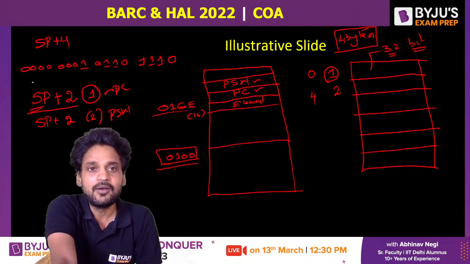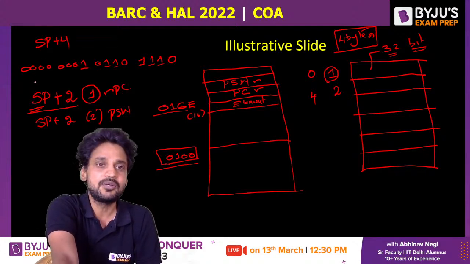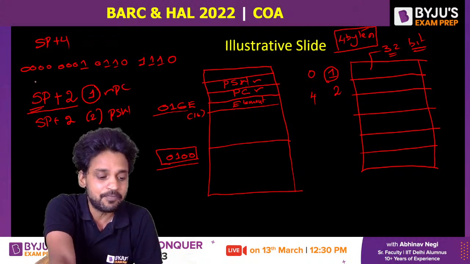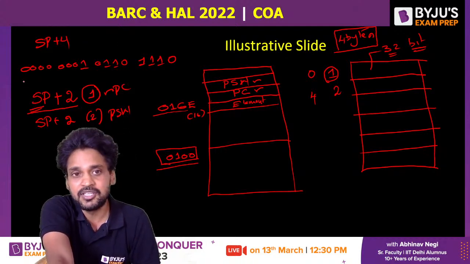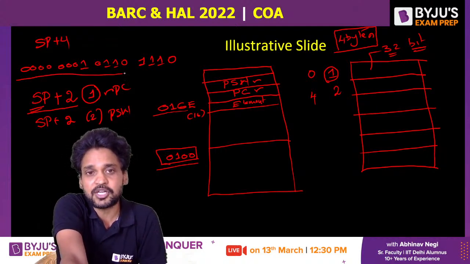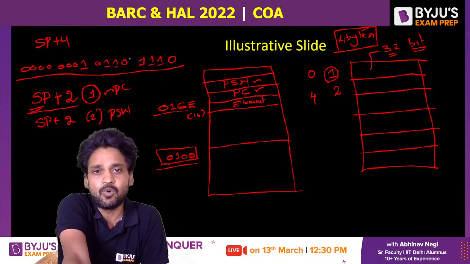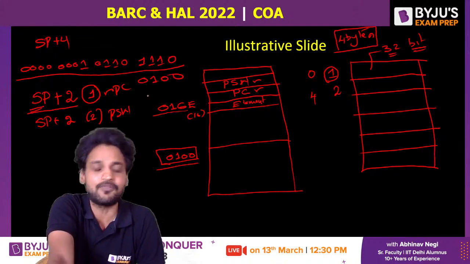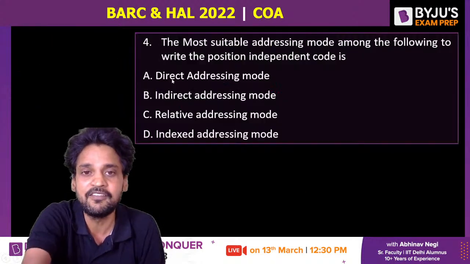So now what is the question asked? What is the value of the stack pointer right after we execute this call instruction? So what we need to do is we need to add 0100 for this. So what would be the answer if we add 4?